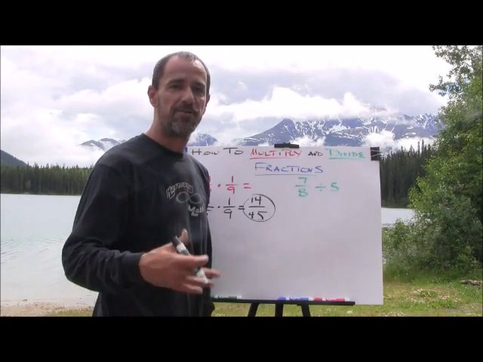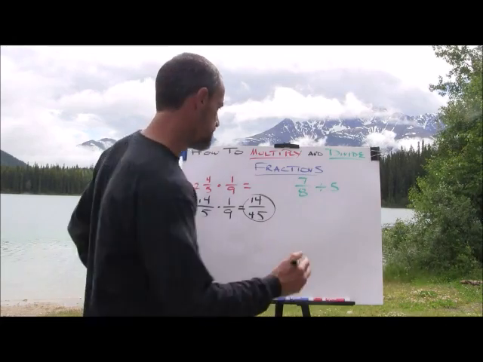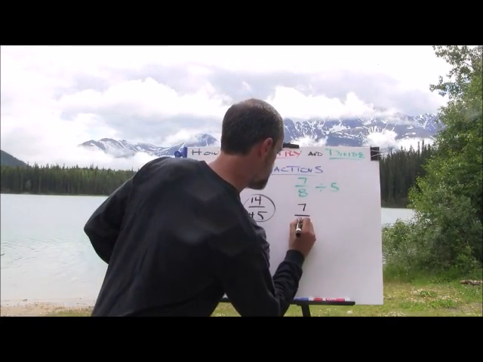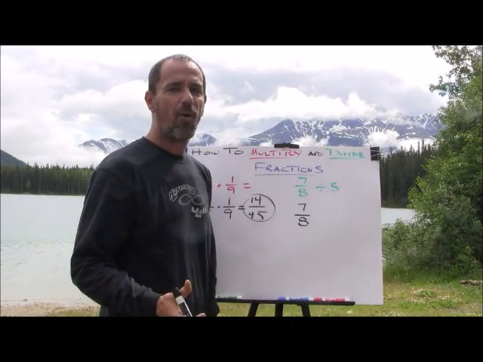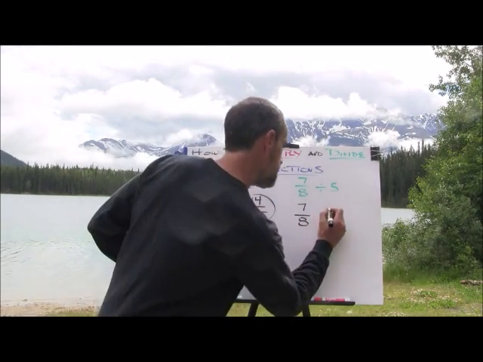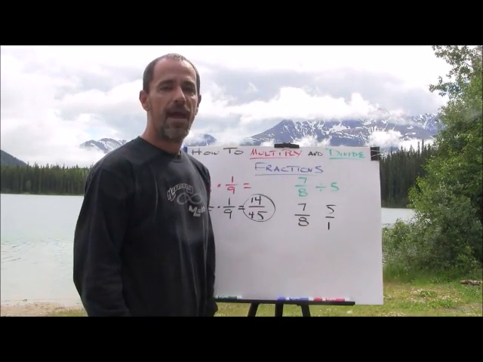The first thing we got to do is change these to two conventional fractions. Well, 7/8 already is. But the whole number 5, remember, you can write any whole number as a fraction over 1.